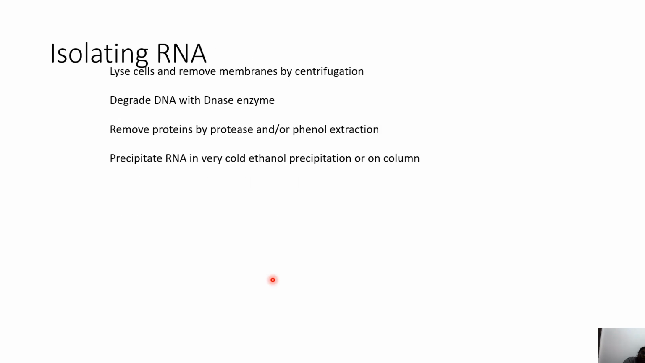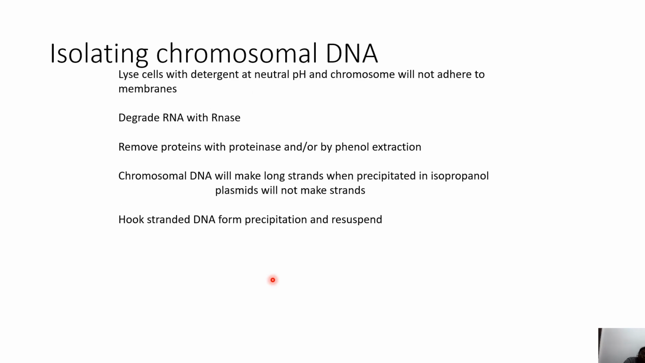So in order to isolate the chromosomal DNA, we obviously will lyse the cells with detergent at neutral pH, and the chromosome will not adhere to the membranes. We have to degrade the RNA with RNase, remove proteins with proteinase or by phenol extraction, and chromosomal DNA will make long strands and precipitate in isopropanol. Plasmids will not make strands, so you cannot hook them; the DNA forms a precipitate and is resuspended.